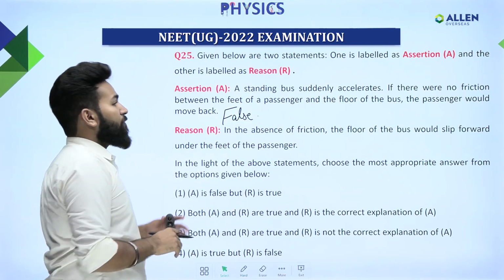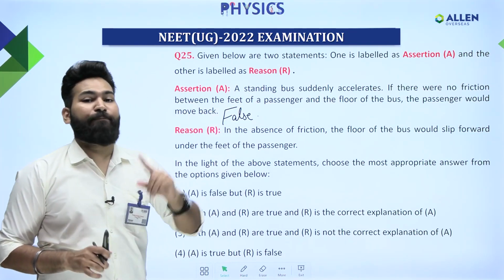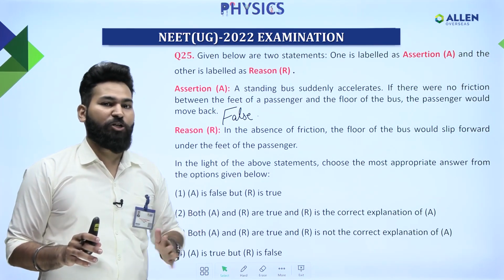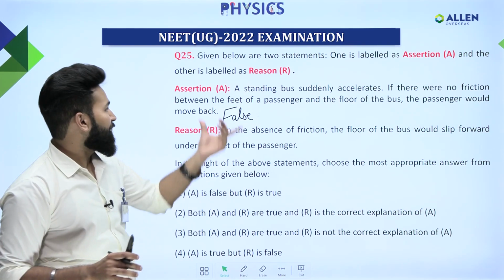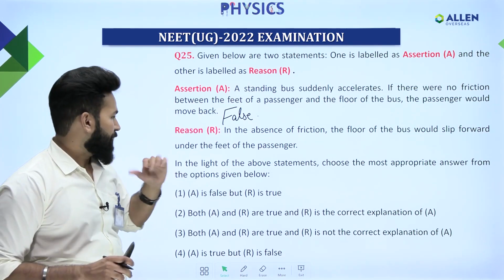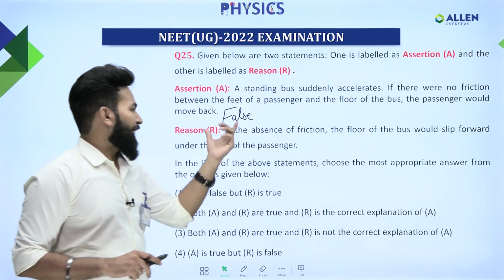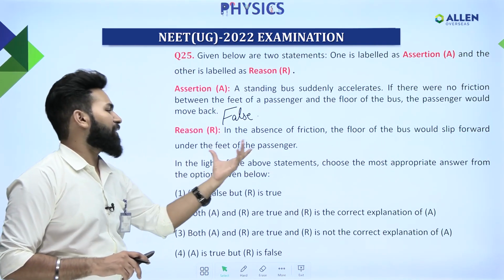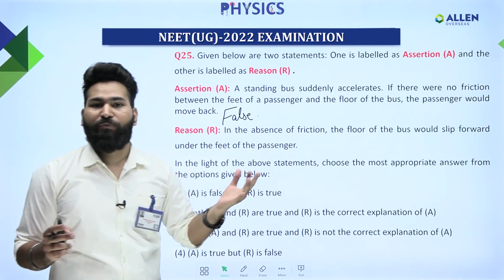Why so? Yeah, the passenger would move back but in the frame of the bus. And since no frame has been mentioned, we will take ground as the reference frame. That's why the assertion is false. Okay, let's check the reason also: in the absence of friction, the floor of the bus would slip forward under the feet of the passenger. Yeah, exactly, that's what we have discussed.